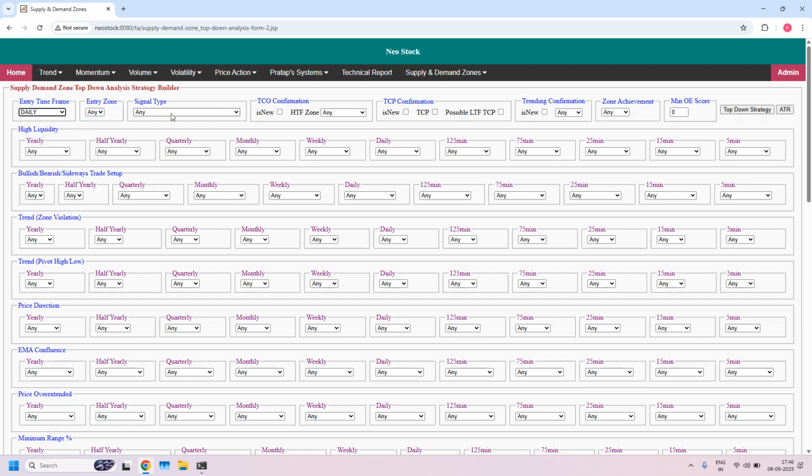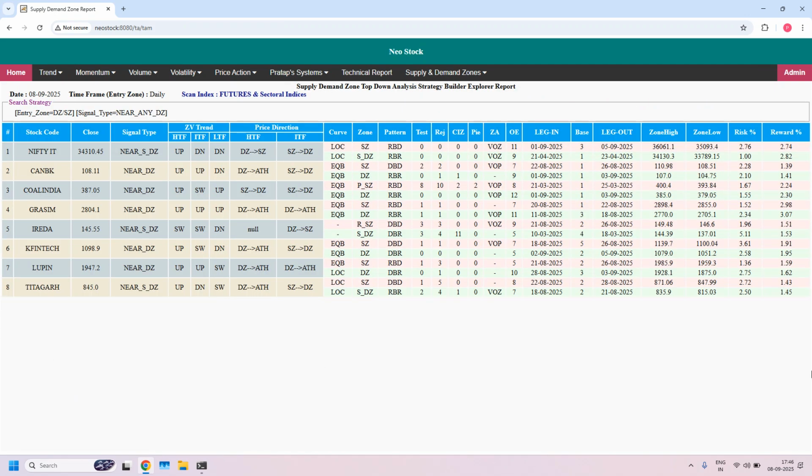Starting with the daily time frame, stocks near the daily demand zone, we got 8 stocks. Let us identify high liquidity daily demand zones from this list. NIFTY IT is having a high liquidity demand zone, but it is an index not listed in F&O, so I am ignoring it. Next, ERIDA is having a daily high liquidity demand zone. Next, Tetagar is having a daily high liquidity demand zone. So we have identified 2 daily high liquidity demand zones from this list.